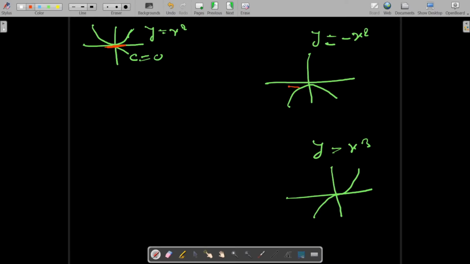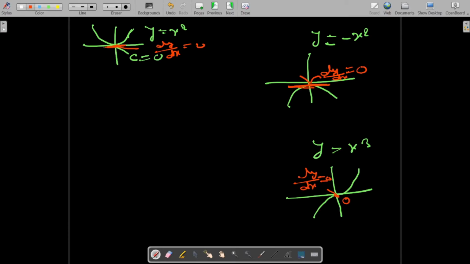Similarly here, the tangent slope would be 0, and here also slope is 0. So that means if you see the first derivative dy by dx, it will be 0 at this point, at this point. Here also at this point dy by dx would be 0, and here also dy by dx equal to 0.